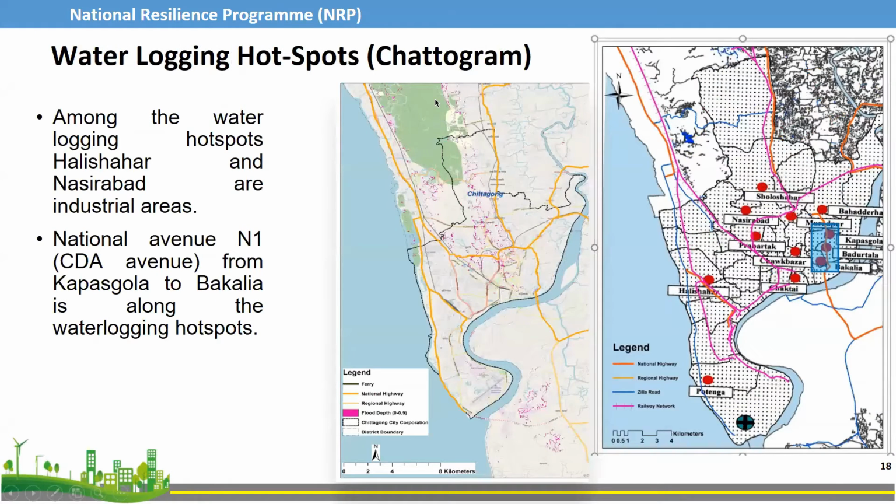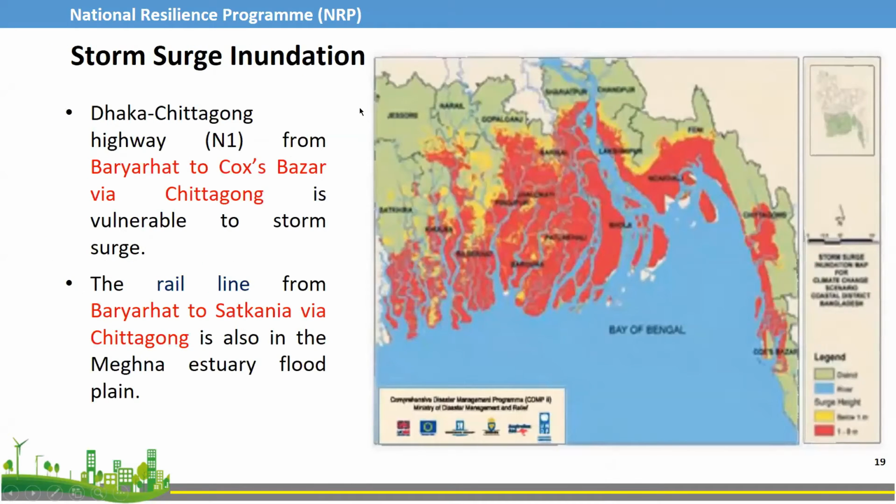And regarding waterlogging in Chittagong, the Halishahar and Nasirabad areas are vulnerable, and National Avenue N1, like CDA Avenue, a part of it is also susceptible to waterlogging. And then storm surge inundation: we can see that the Dhaka-Chittagong highway from Barirhat to Cox's Bazar via Chittagong is vulnerable if we have a huge storm surge. And then Barirhat to Satkanya, this part of our railway line is also vulnerable to storm surge inundation.